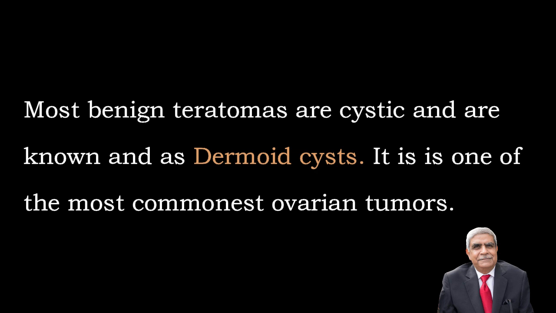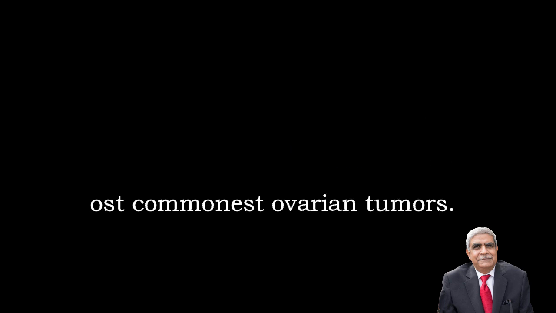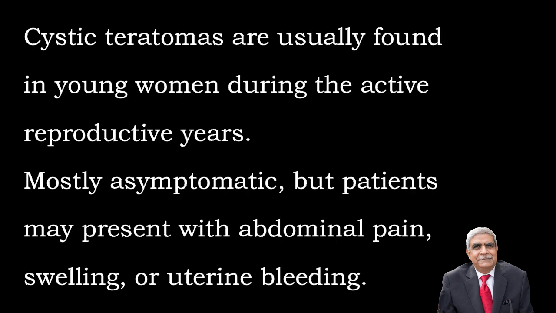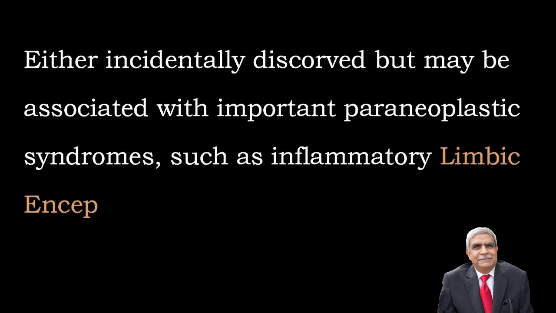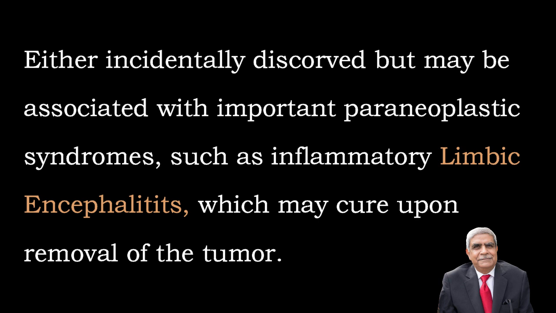Most benign teratomas are cystic and are known as dermoid cysts. They are one of the commonest ovarian tumors. Cystic teratomas are usually found in women during active reproductive years. Mostly they are asymptomatic, but the patient may present with abdominal swelling, pain, or uterine bleeding. They are accidentally found in an ovarian specimen, or they are associated with an important paraneoplastic syndrome such as inflammatory limbic encephalitis, which is cured upon removal of the tumor.